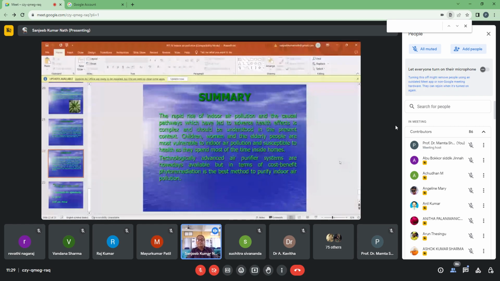Technologically advanced air purifier systems are nowadays available, but in terms of cost benefit, phytoremediation is the best method to purify indoor air pollution, because technically advanced air purifiers may have some side effects. But on the other hand, phytoremediation, or planting of some indoor plants which can purify the air and minimize air pollution, can be one of the most economical options in terms of monetary benefits.